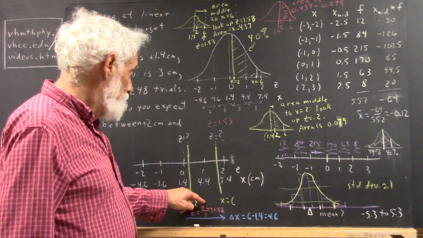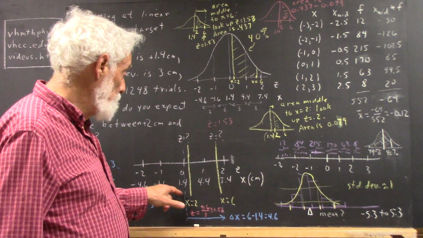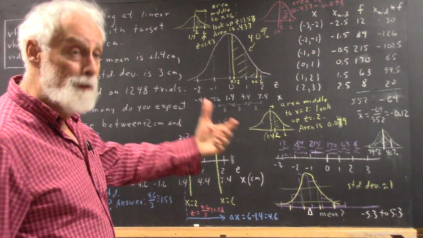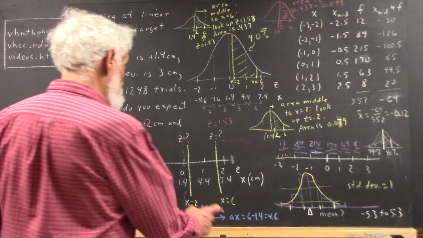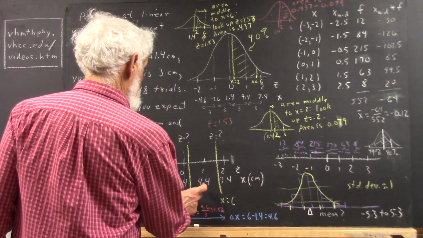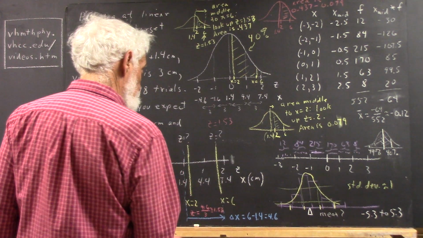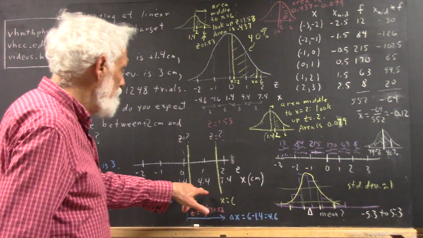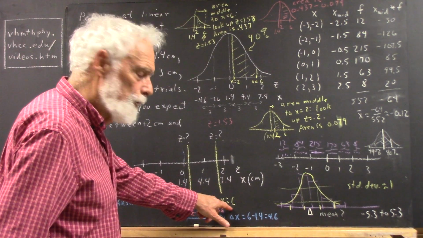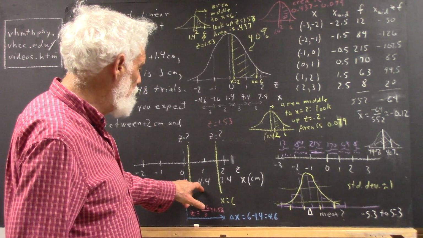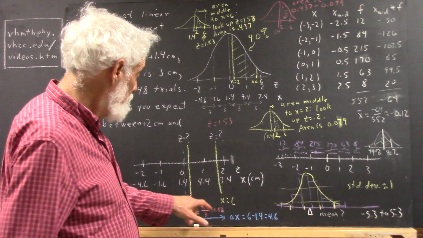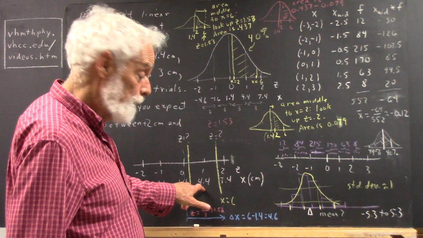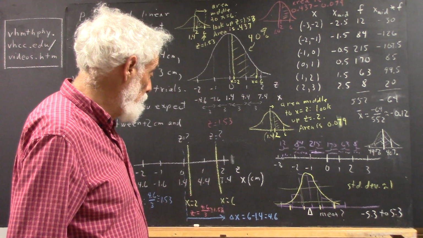And we get 4.6. 6 minus 1.4 is 4.6. Now how many z values is that? Well, a z is 3. So we got to go 3, and then we got to go a little bit further. We don't go 3 and another 3. That would be a distance of 6, and we'd be beyond x equals 6. But if we go 3, which is one standard deviation, and then part of another one, we get out to x equals 6.